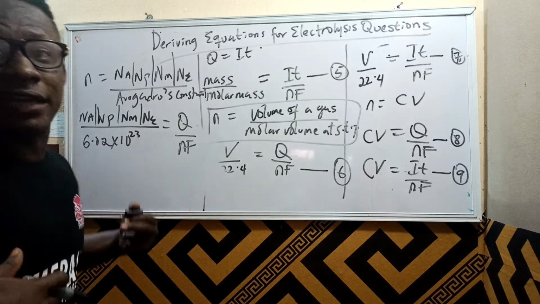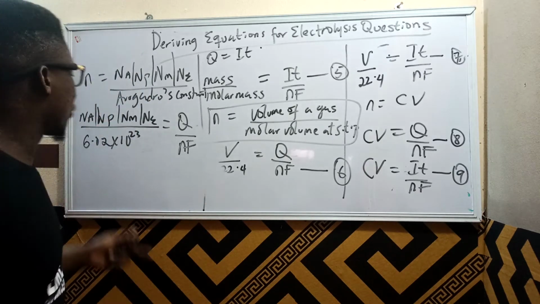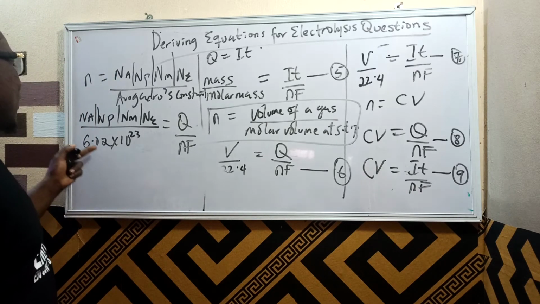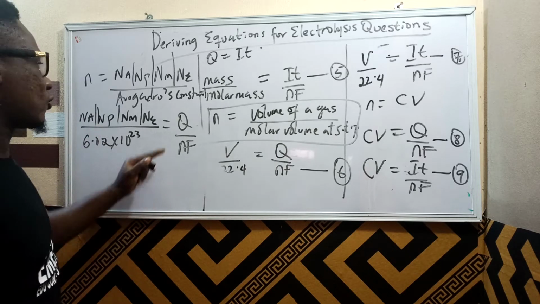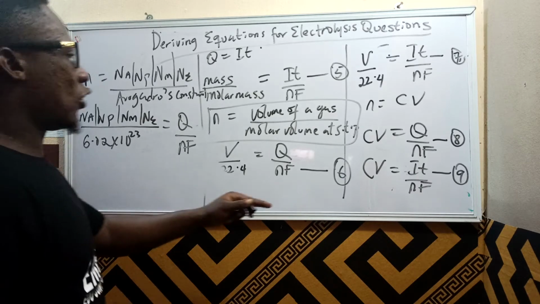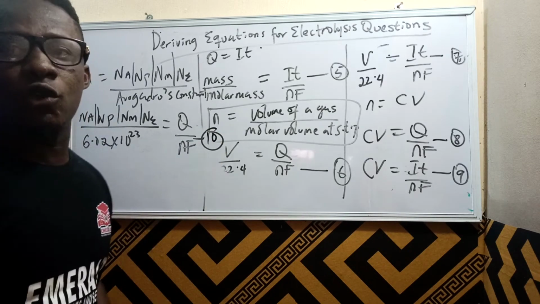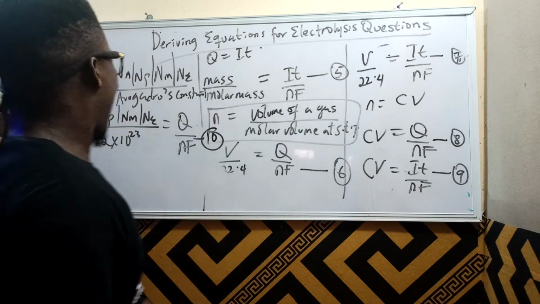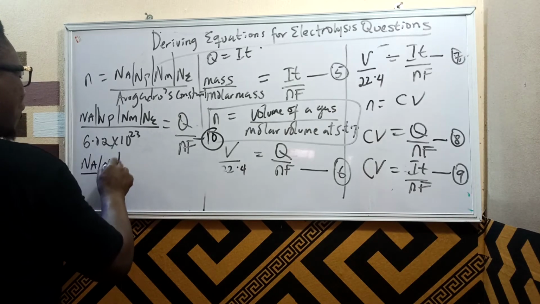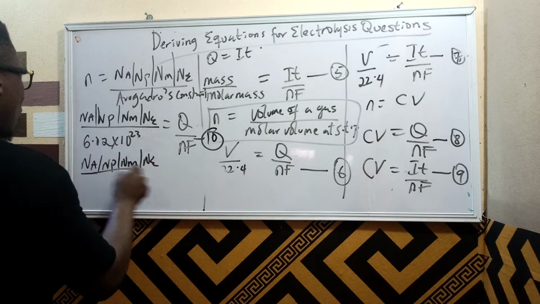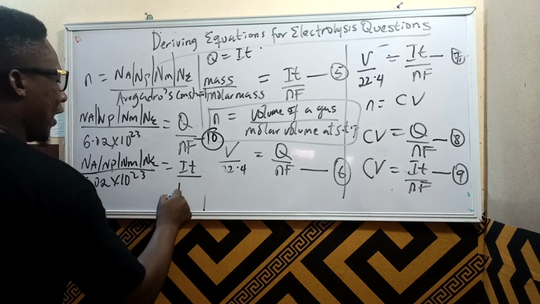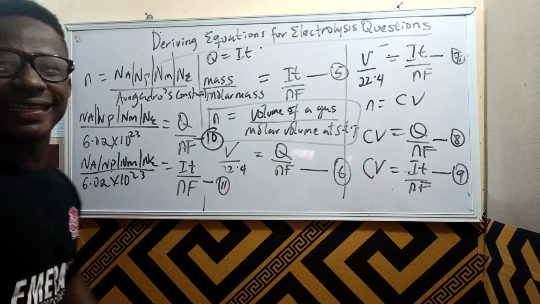That means they can ask us to find the number of atoms, or particles, or molecules, or electrons. Then we can say N over 6.02 times 10 to the power 23, which is Avogadro's constant, is equal to Q over nF. Call this equation 10. We also know that Q is equal to It. Then Na, Np, Nm or Ne over 6.02 times 10 to the power 23 is equal to It over nF. Call this equation 11.